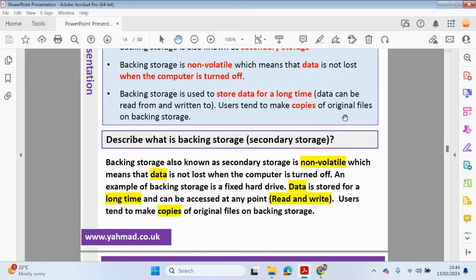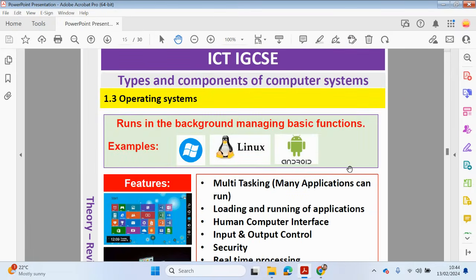Right, guys, please join me in the next video. We're going to be looking at operating systems 1.3 in a little bit more detail.